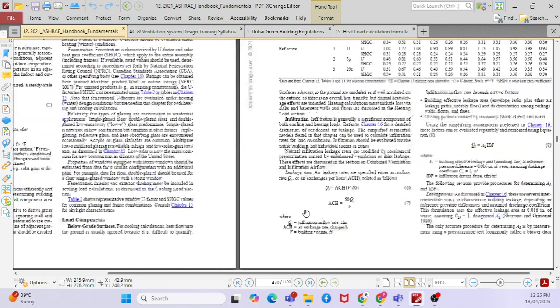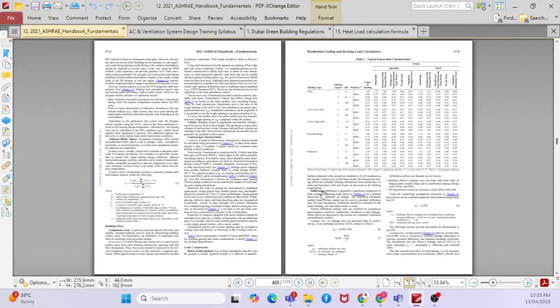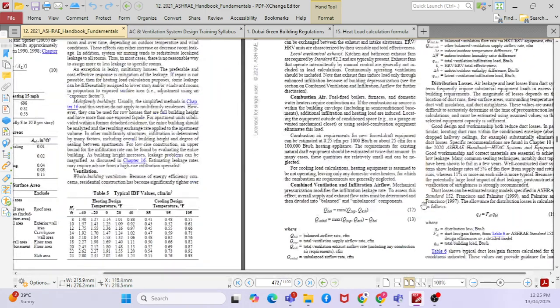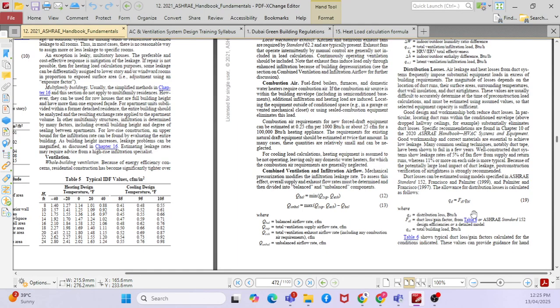Okay. So I request you to practice all this guideline. Just go through the guideline to understand how that equation is arrived at. Say for example, this is the equation.